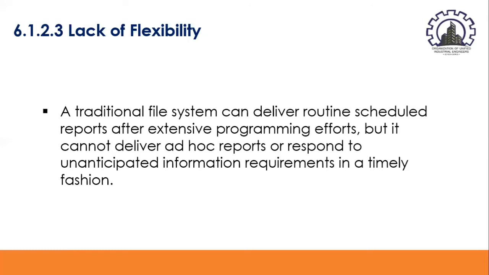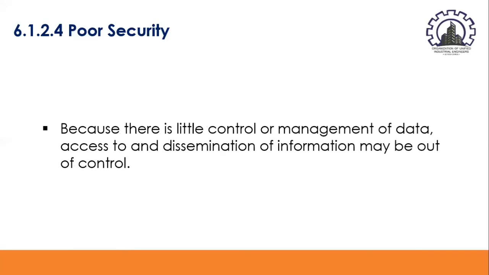And another problem that we may encounter is what we call poor security. Under poor security, because there is little control or management of data, access to and dissemination of information may be out of control. This means that management may have no way of knowing who is accessing or even making changes to the organization's data. So this is what we call poor security.